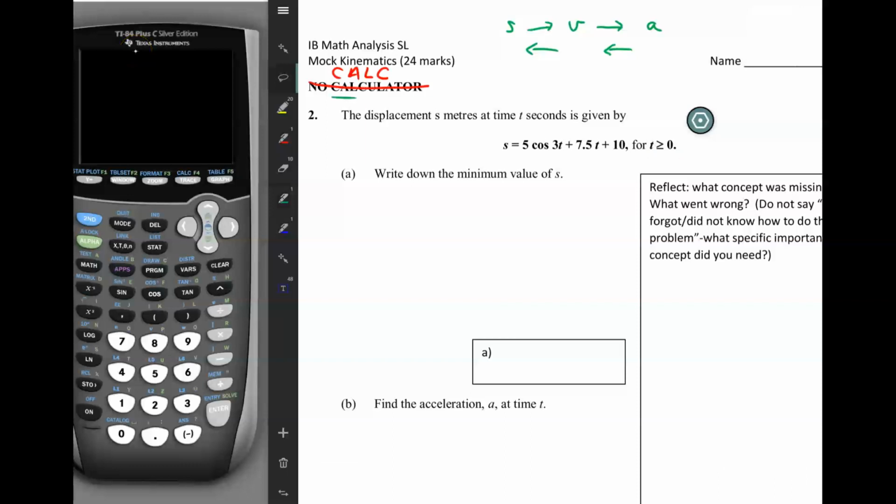Okay, this initial part is where you need the calculator to find the exact answer. So the displacement s meters at time t seconds is given by s equals 5 cosine 3t plus 7.5t plus 10. What's the minimum value for the domain t is greater than or equal to 0?